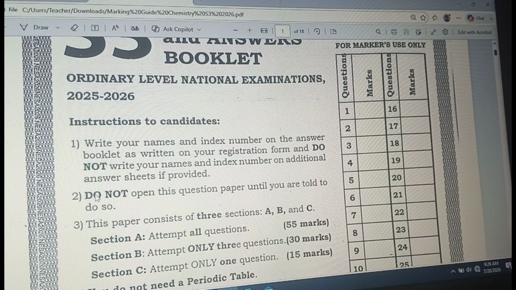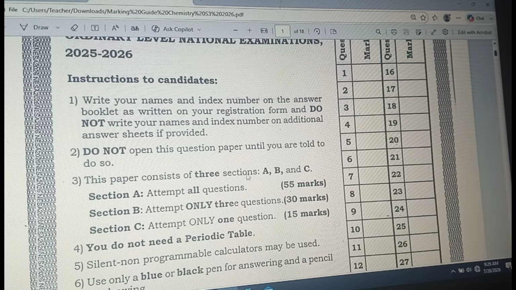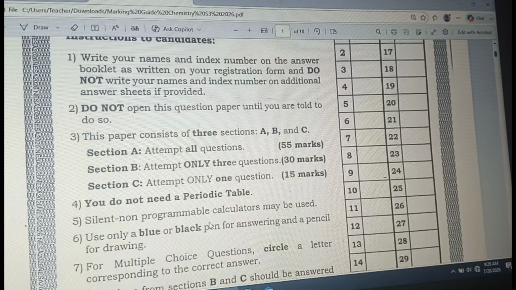First, second, third. This paper consists of three sections, A, B, and C. Section A, attempt all questions. Section B, attempt only three questions. Section C, attempt only one question.